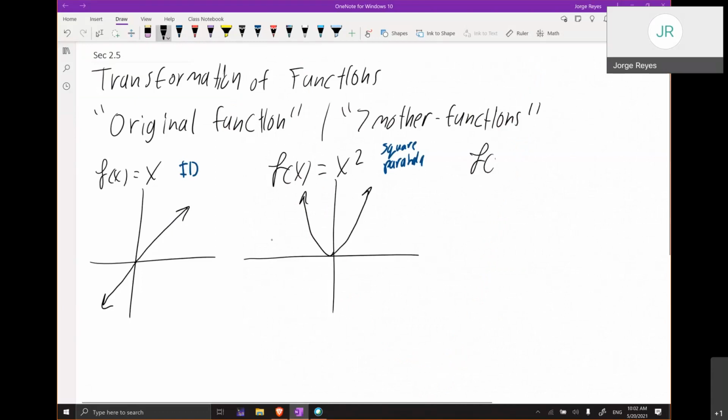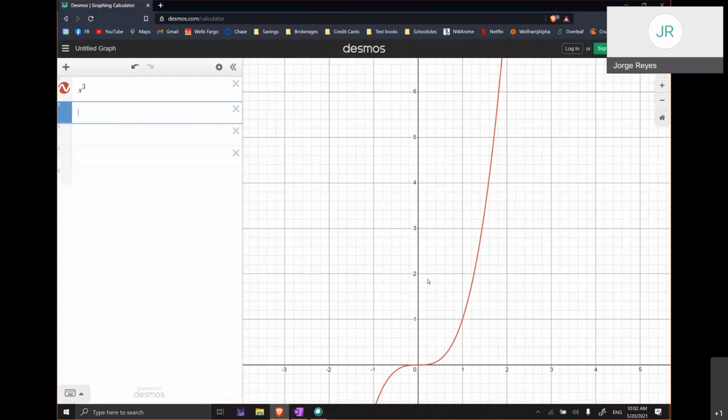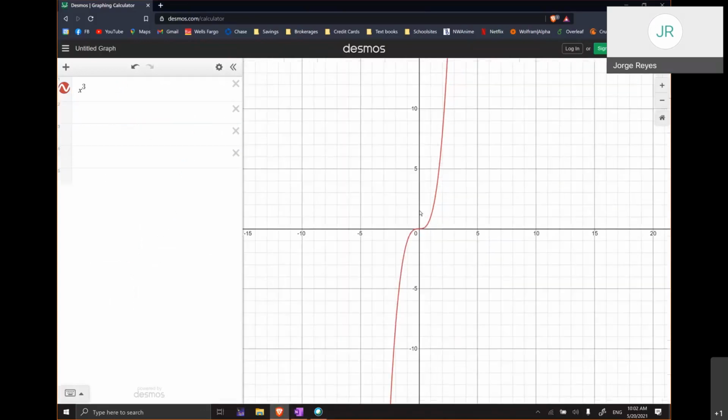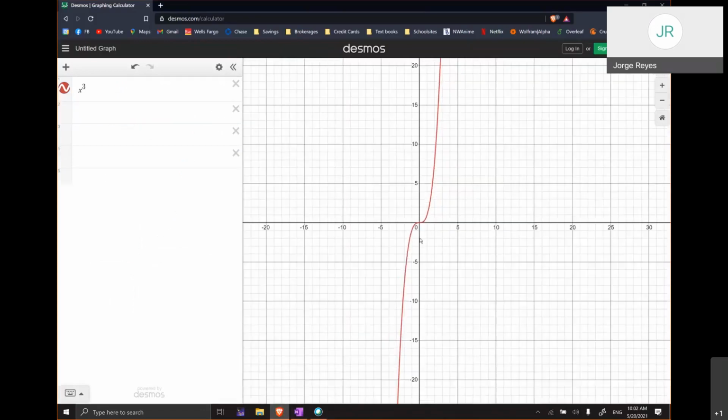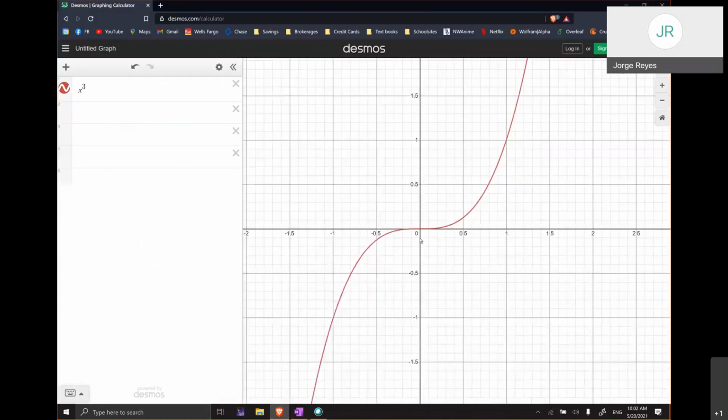And then the other one you should know: when I talked about x squared, I also talked about x cubed, and it looks like this shape. It's kind of like an n, I like to think. So here's x cubed. You can zoom out and we see it's like this n thing.